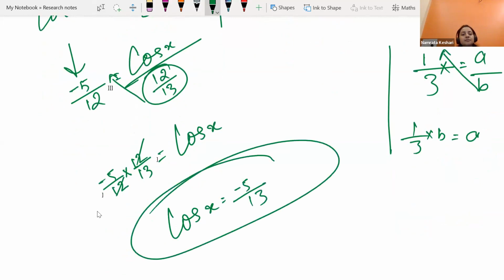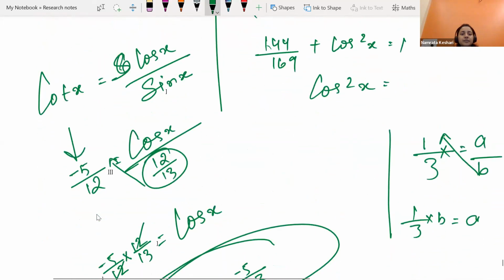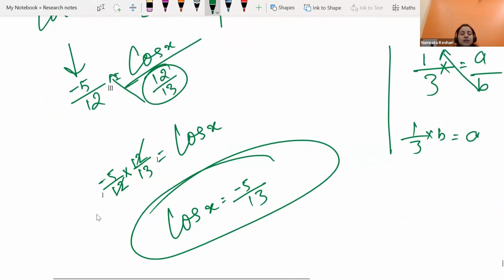Getting it? Yes, ma'am. Okay. And in the second quadrant, if we apply the logic, we can understand that cos is of course negative. And from this cos, we can take out sec also.